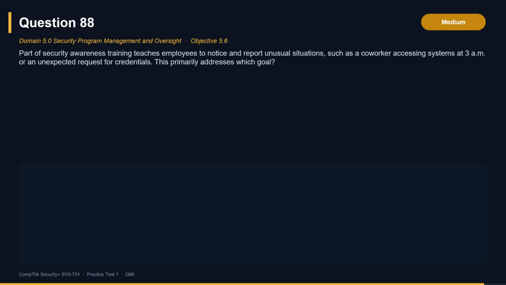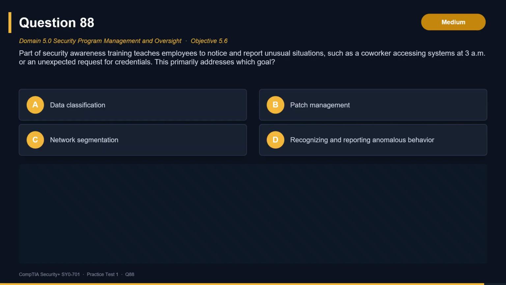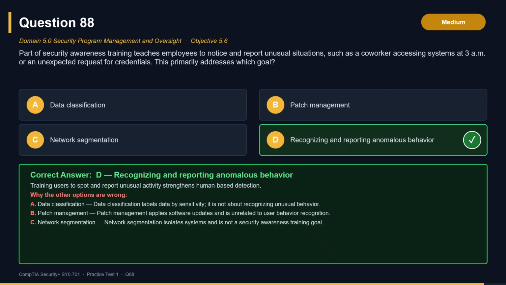Question 88. Part of security awareness training teaches employees to notice and report unusual situations, such as a coworker accessing systems at 3 a.m. or an unexpected request for credentials. This primarily addresses which goal? The correct answer is D, recognizing and reporting anomalous behavior. Training users to spot and report unusual activity strengthens human-based detection.